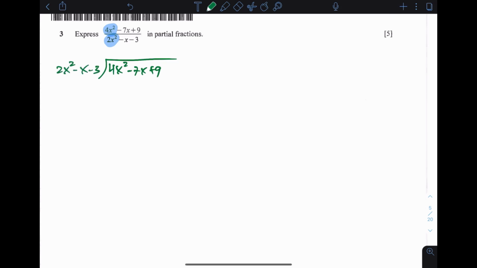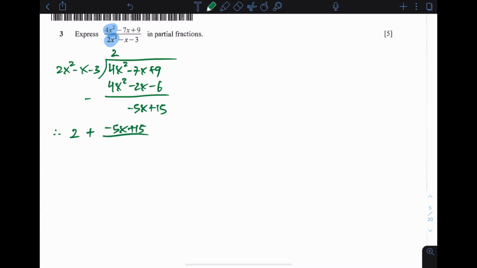Okay. The first thing is put the number 2, giving us 4x squared minus 2x minus 6. Eliminate them, I'll get negative 5x, and then 9 plus 6 is 15. Yeah, and this is it. We cannot divide this anymore. Hence, we can say that the answer is 2 plus negative 5x plus 15 divided by, well, still the 2x squared minus x minus 3.